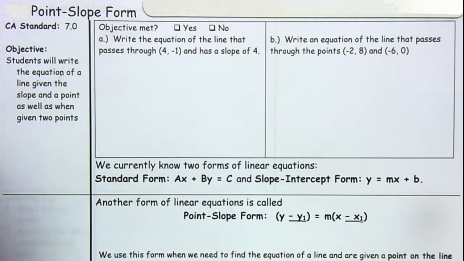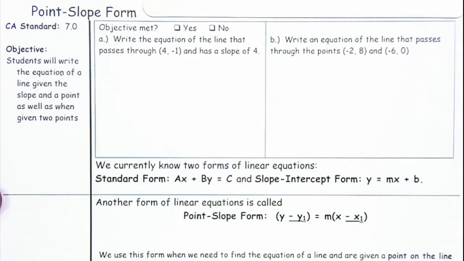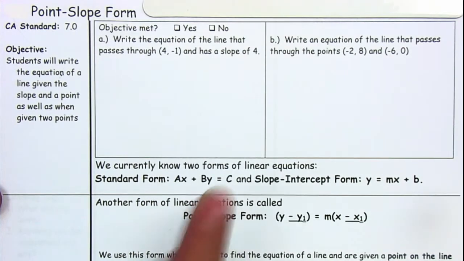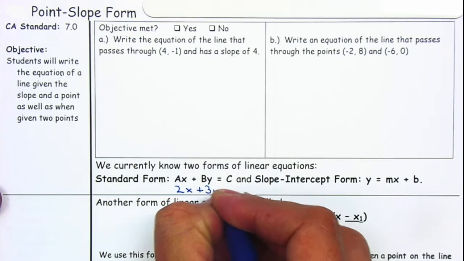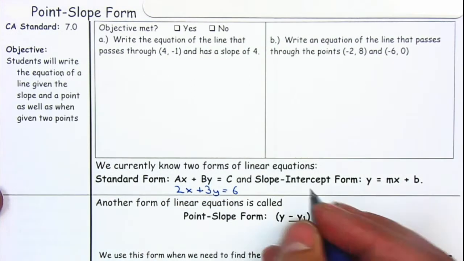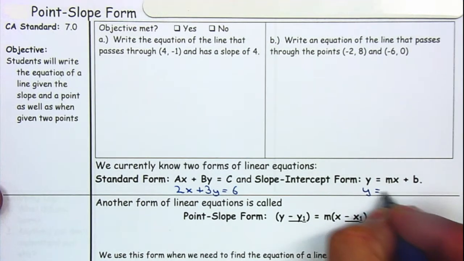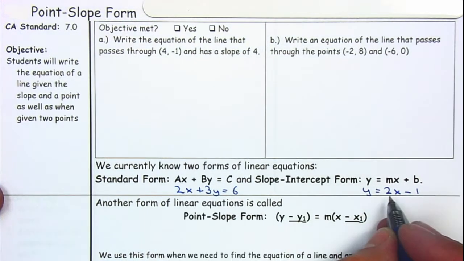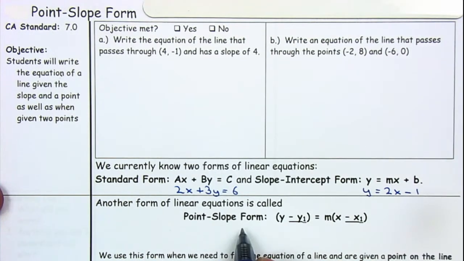Good morning. Today we're going to be writing equations in point-slope form. We currently have two forms of linear equations that we cover in class. We have the standard form, such as 2x plus 3y is equal to 6. And we also have the slope-intercept form, such as y is equal to 2x minus 1. So two forms. Another form of linear equation is called point-slope form.